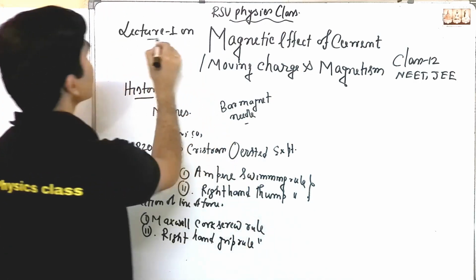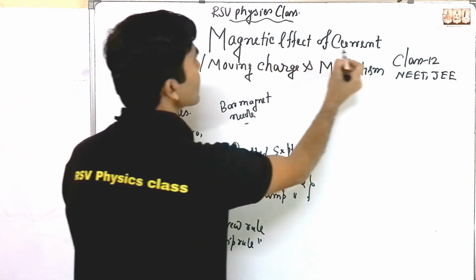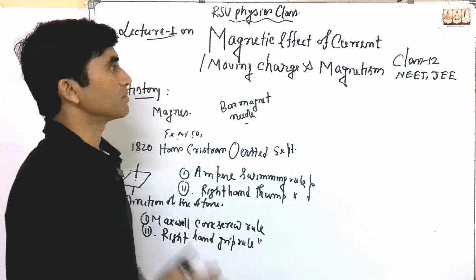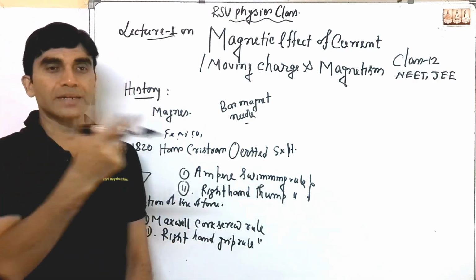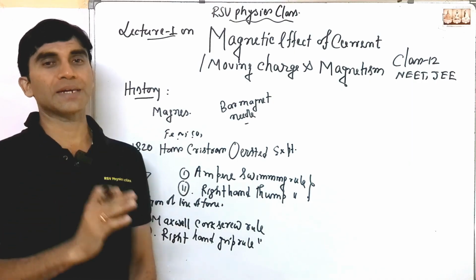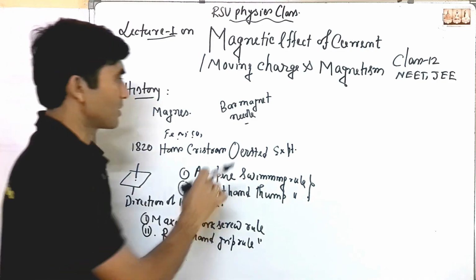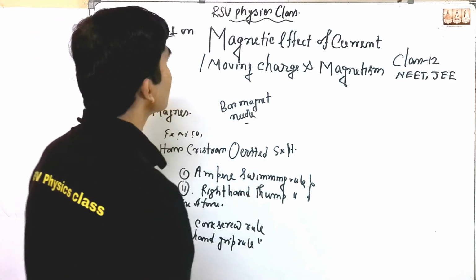This is lecture 1 on the magnetic effect of current, basically moving charge and magnetism. Electric current also produces a magnetic field. So quickly I will describe the history of magnetism.